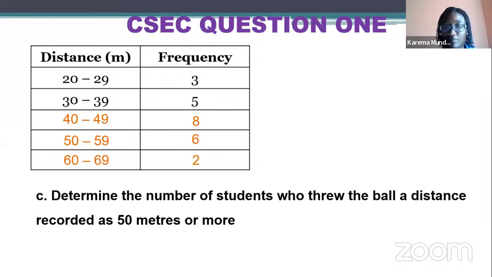Miss, 50 to 59. All right, that's the only one. And 60 to 69, Miss. All right, and I saw those responses in the chat. Awesome. So we're looking for 50 meters or more. So it means we must be looking for those students who threw the ball at a distance of 50 to 59, and also those who threw the ball at distance 60 to 69. Who can tell me in the chat how many students do we have that meet this criteria?